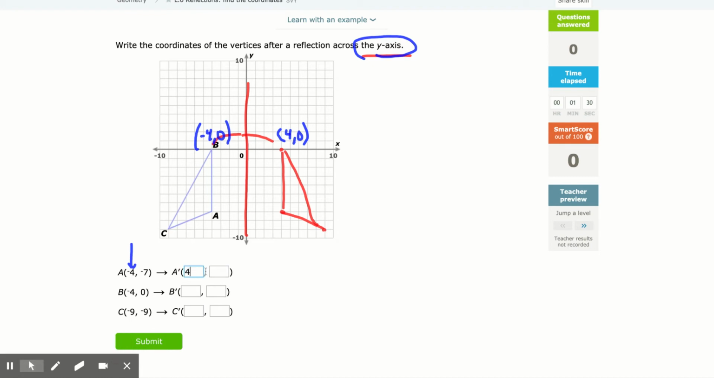So this would be a +4, -7. This would be a +4, 0. And this would be a +9 and a -9. So I did not change the sign on the y's because I reflected across the y-axis. It's the x that's changing.